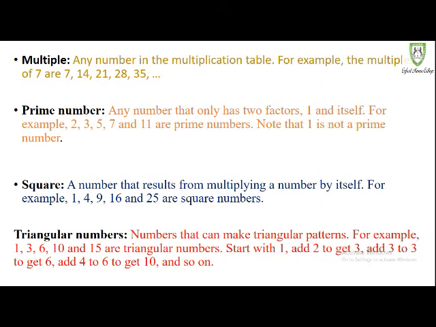Multiple. Any number in the multiplication table, for example, the multiples of 7 are 7, 14, 21, 28, 35 and so on. Multiples of 3: 3, 6, 9, 12 and so on. Prime numbers.